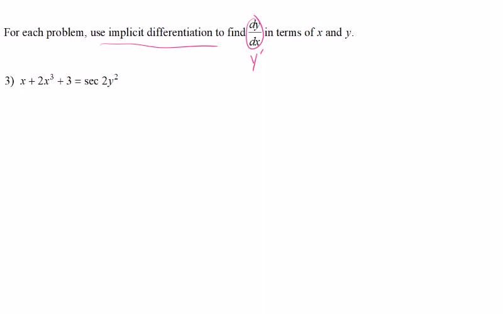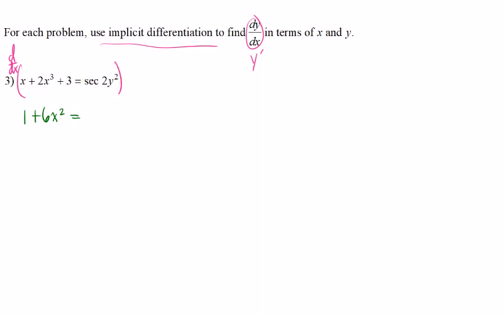So let's see. First thing we're going to do is d/dx this thing. This time we have some trig involved, so that'll make it a little more interesting, or at least a little different. So the derivative of x with respect to x is just 1. The derivative of 2x cubed is just going to be 6x squared. The derivative of 3 is 0, so that just goes away. The derivative of secant of 2y squared.